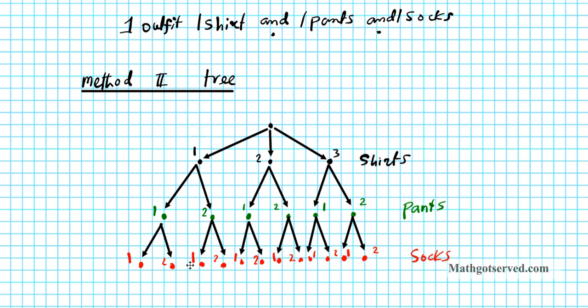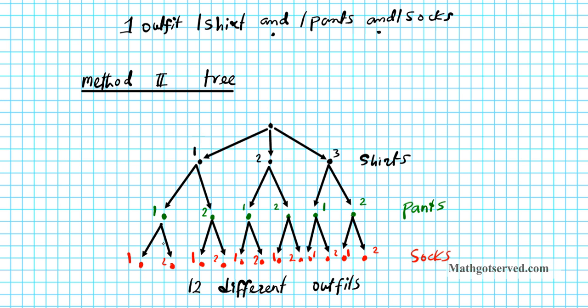Let's count how many dots we have. 1, 2, 3, 4, 5, 6, 7, 8, 9, 10, 11, 12. So you have 12 different outfits. That's the maximum number of unique outfits you can have. So 12 different outfits.